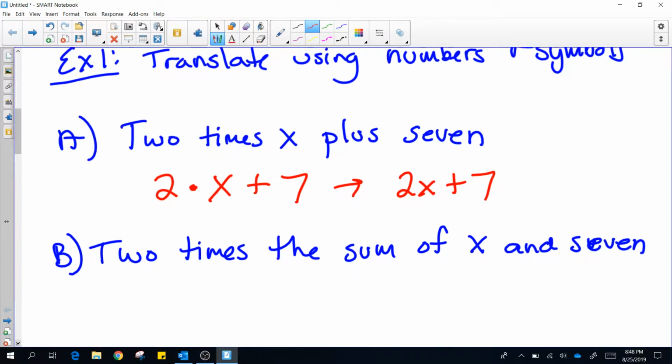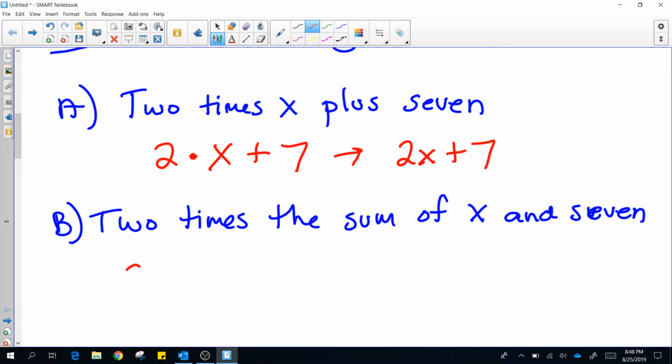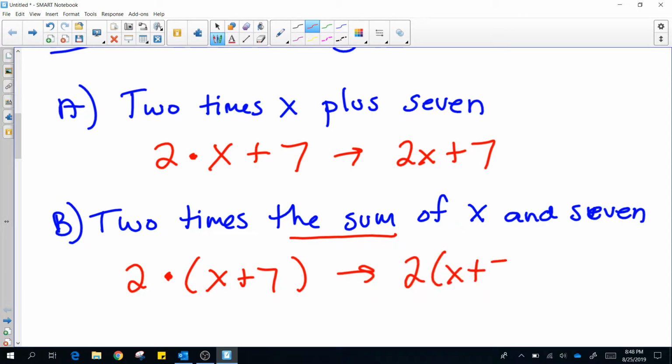Whereas B, it says 2 times the sum, so I need to add these things together before I multiply it by 2. Okay? Or I could write this without the multiplication, like so. Alright, so we just have to be really careful on our wording there.